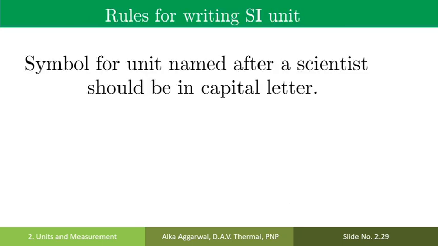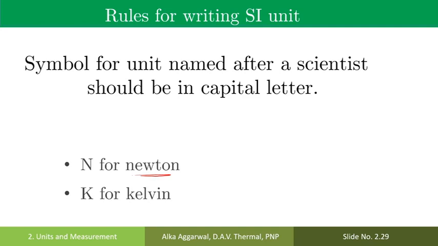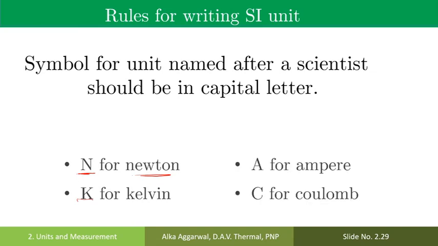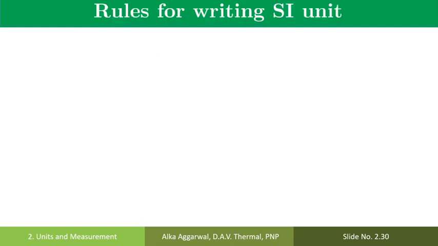The second rule is that if we are using the symbol to write the unit and it is named after a scientist, then the symbol is represented by a capital letter. For example, newton is represented by capital N, kelvin by capital K, A for ampere, capital C for coulomb.